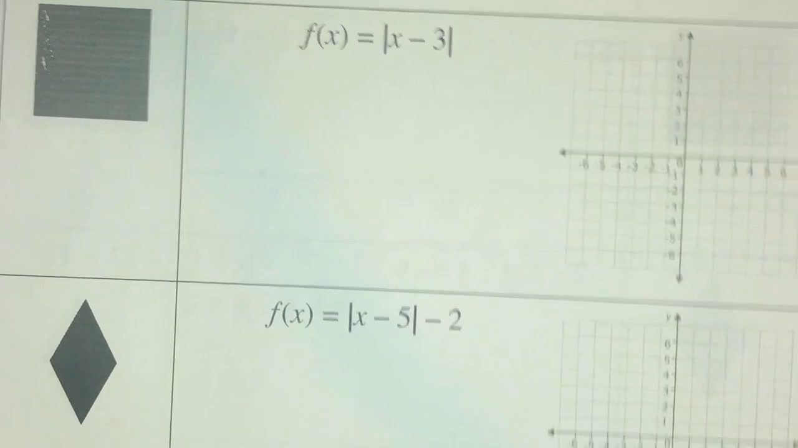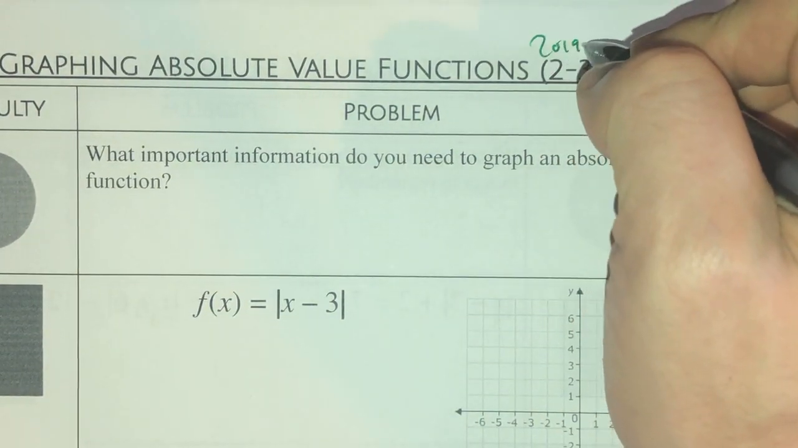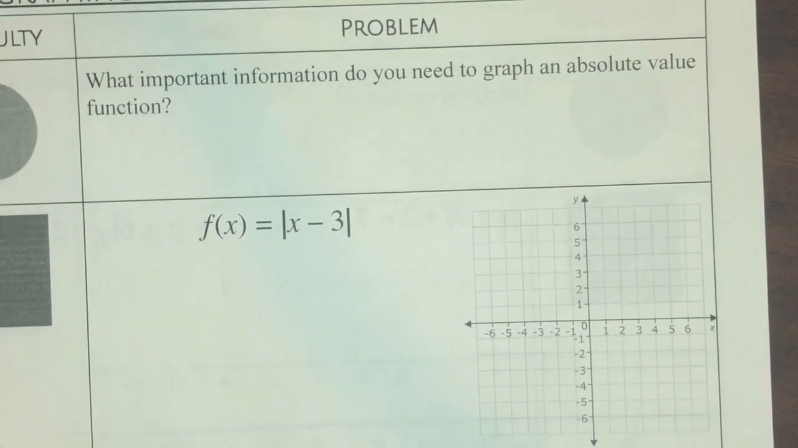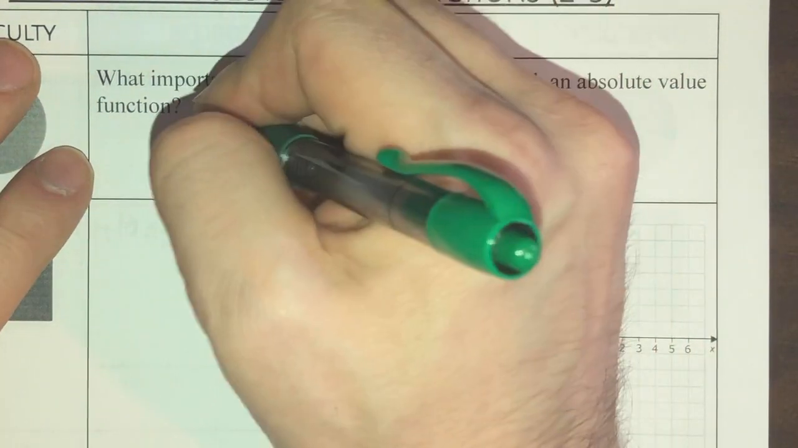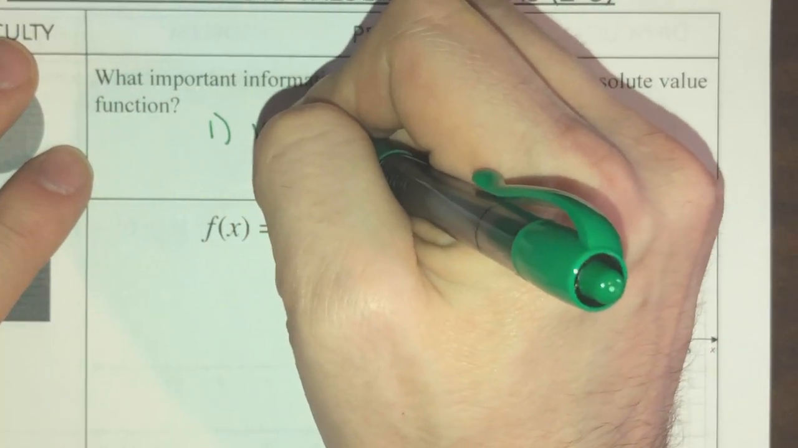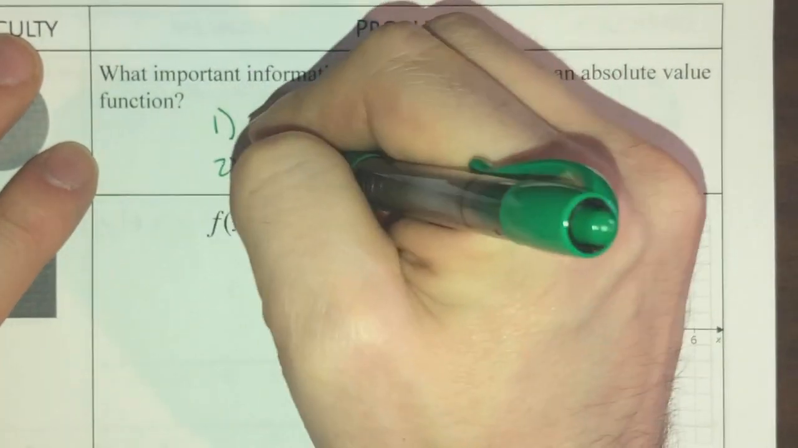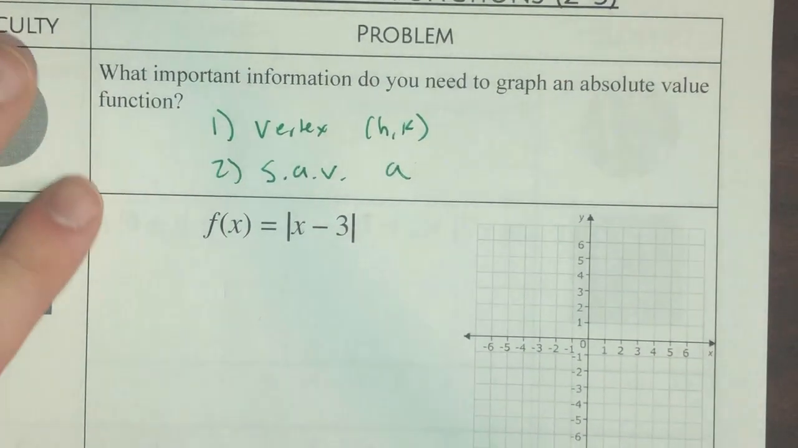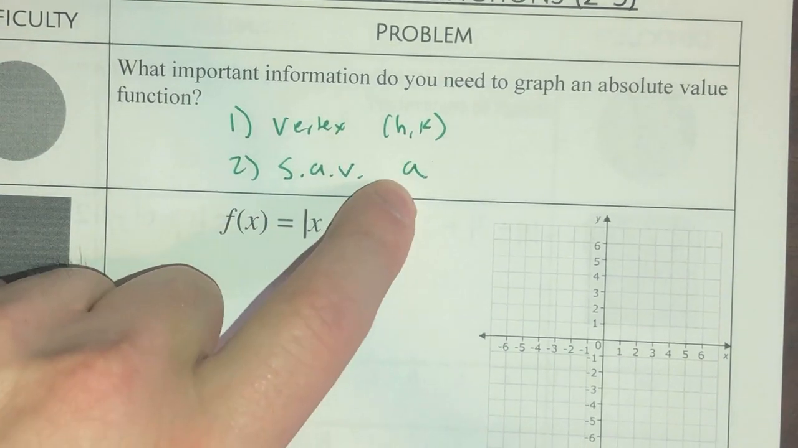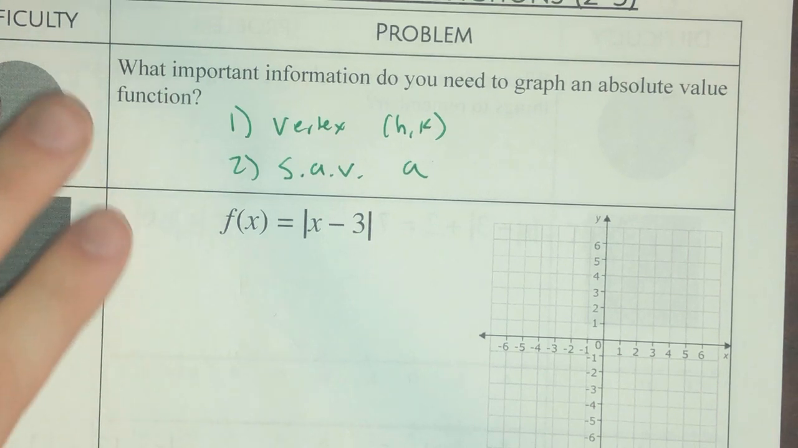Boom. Graphing absolute value functions, okay? Remember, 2-3 in the 2019-2020 handouts. What important information do you need to graph an absolute value function? You need 2 things. 1, you need the vertex, the HK. 2, you need the slope after the vertex, which is the A. Remember, after the vertex, it's A. Before the vertex, it's the opposite of A. So if it's 1 after the vertex, it's -1 before the vertex.